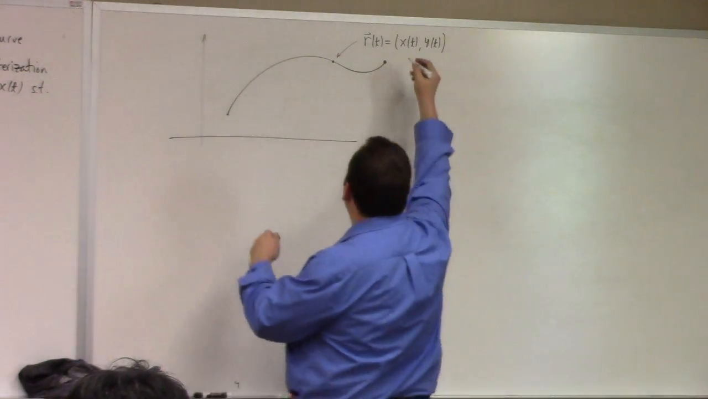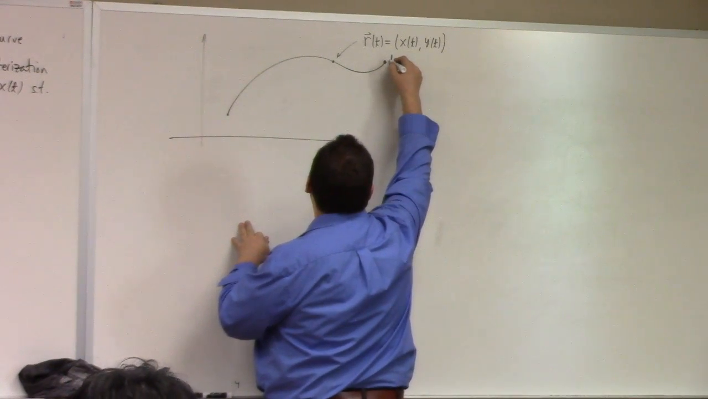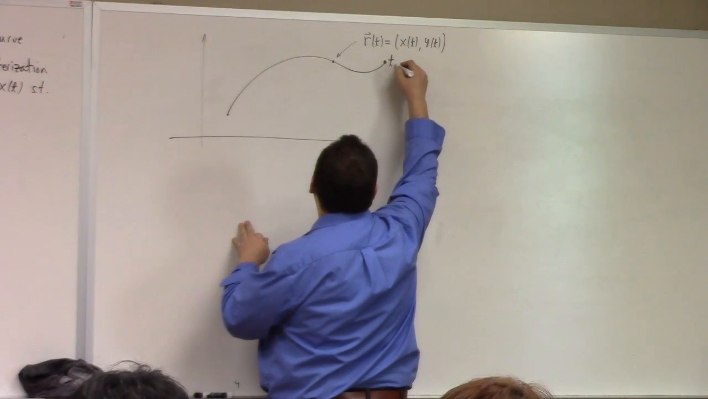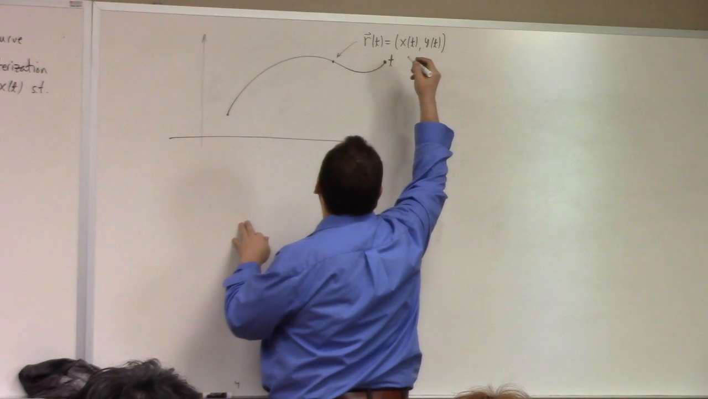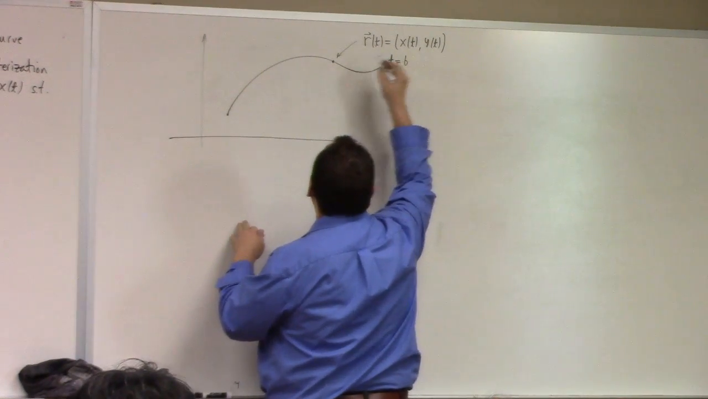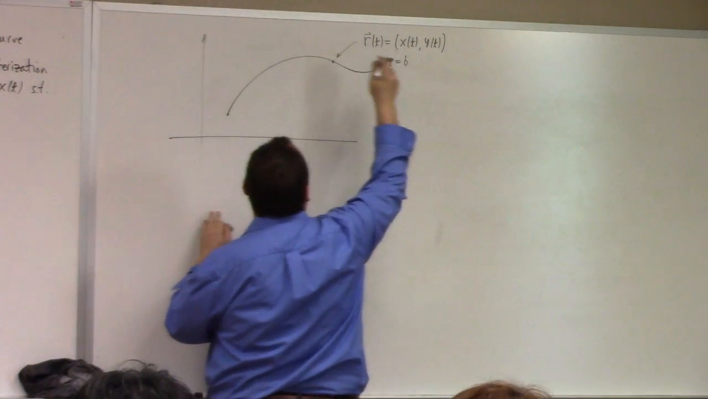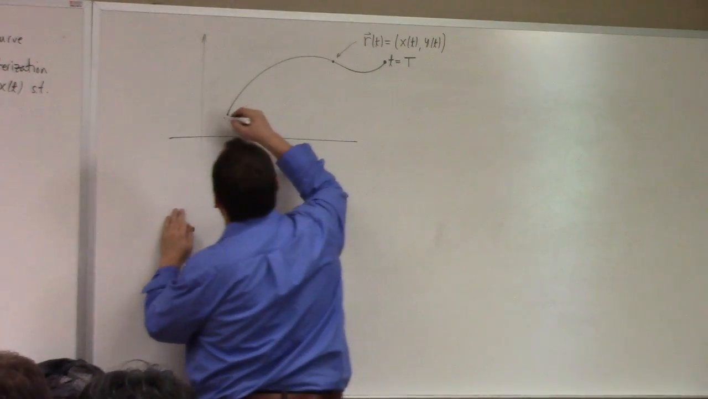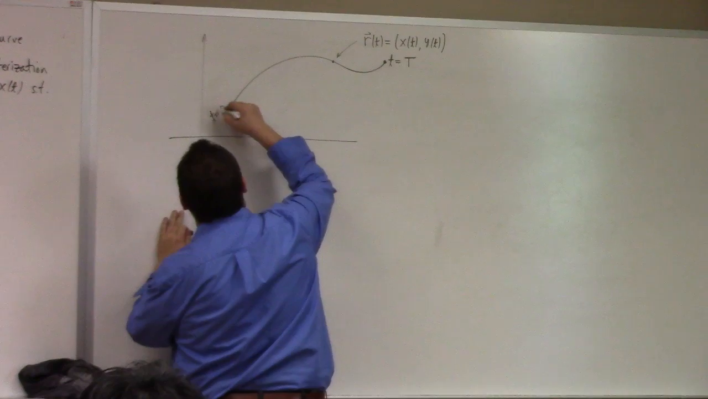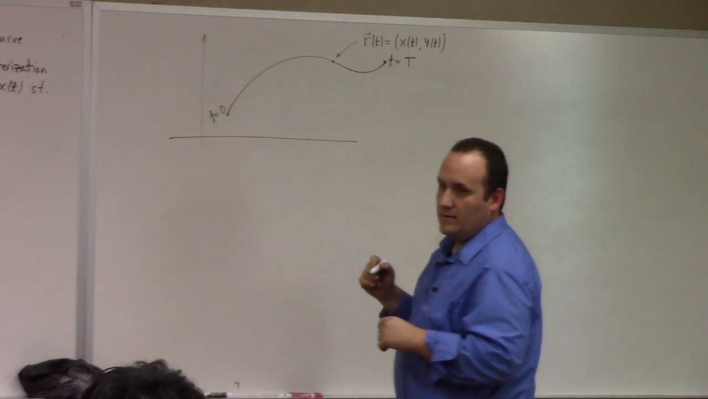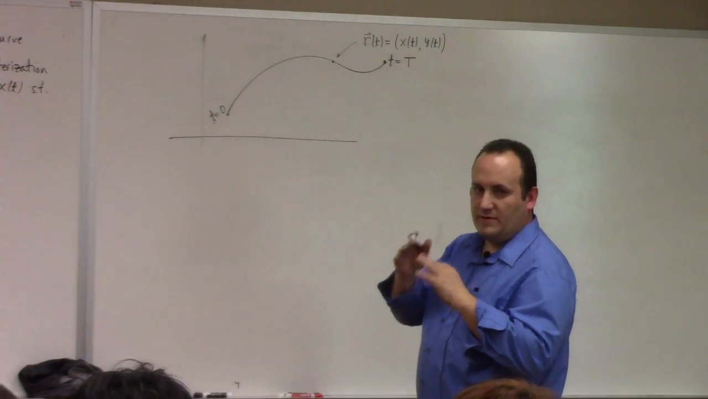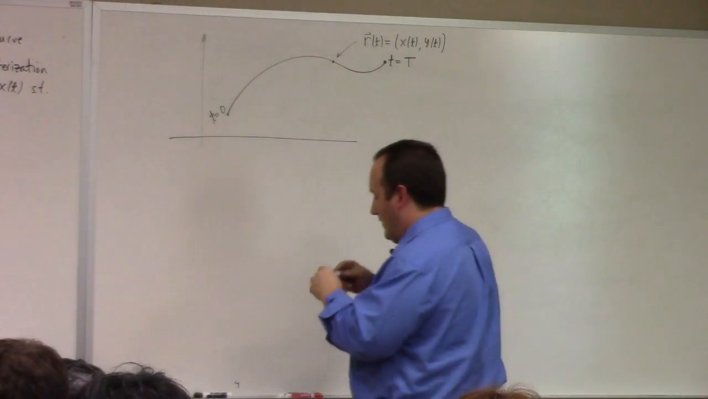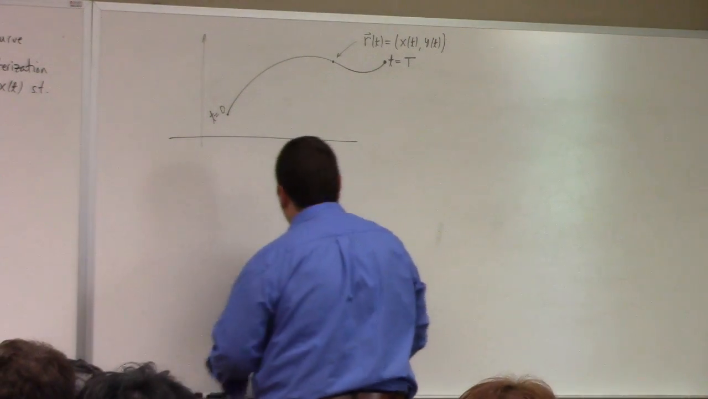Suppose that this is time t equal to 0 to start with, and let's say this is t equal to the total time, big T. What I want to do is chop it up into pieces, pieces of equal time increments.